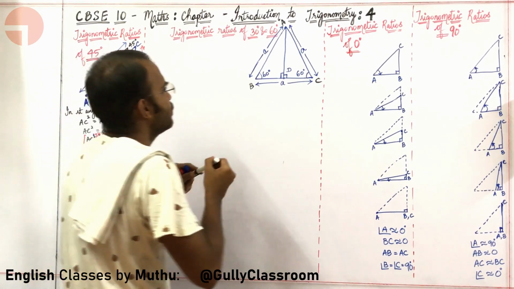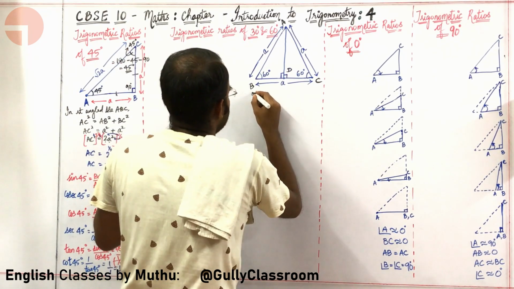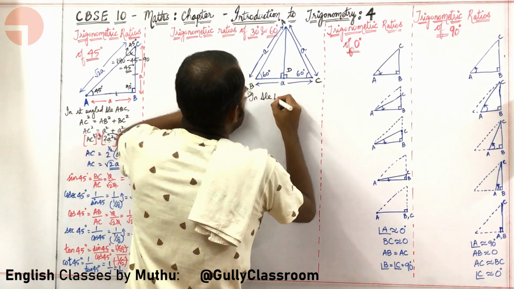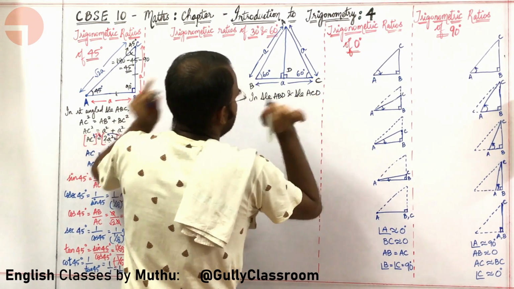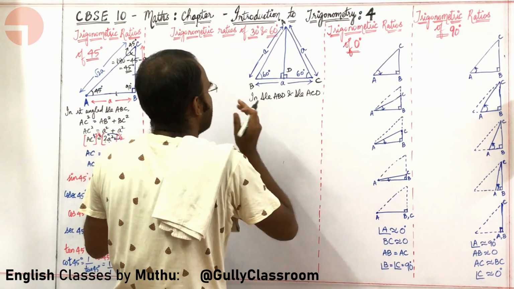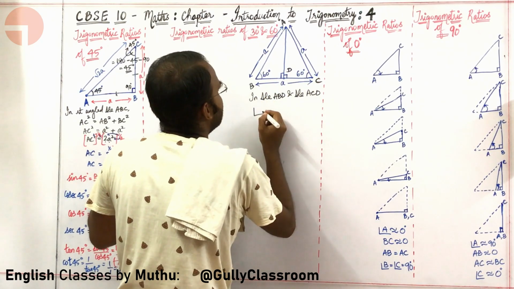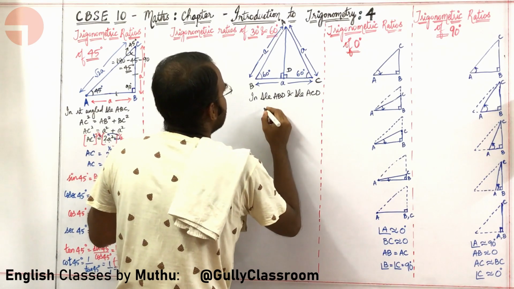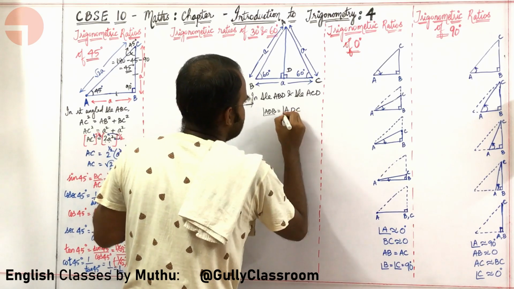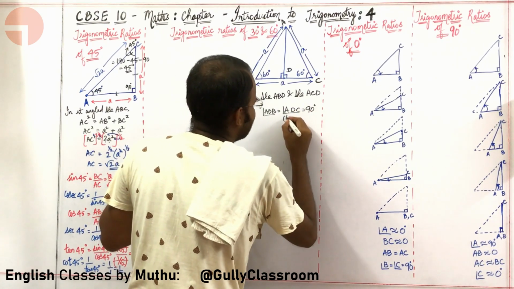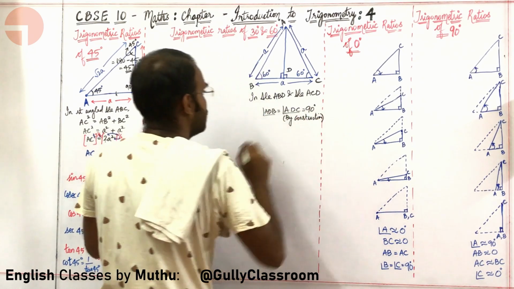Yes, sir. Now, how are you going to prove that this triangle and this triangle are congruent to each other? Kindly listen to me. The triangles that I am taking are triangle ABD and triangle ACD. In ABD and ACD, what is happening? First, both the right angles are the same. Angle ADB is equal to angle ADC is equal to 90 degrees by construction. Because you are constructing it, right? So by construction, they are equal to 90 degrees.